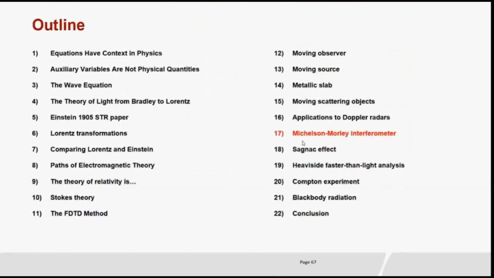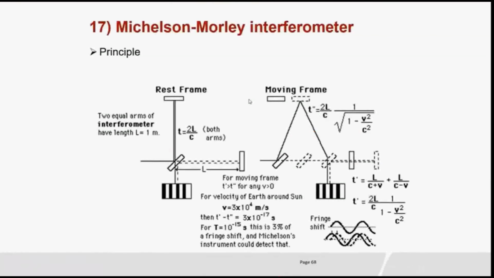Now I want to talk about the Michelson-Morley interferometer. So everybody knows the principle. This is the interferometer, and we consider that we're moving through the light medium, the ether. So if we're moving through the medium, we should have a difference between this light wave going in this direction, and this one going in this direction. We should see a phase difference.